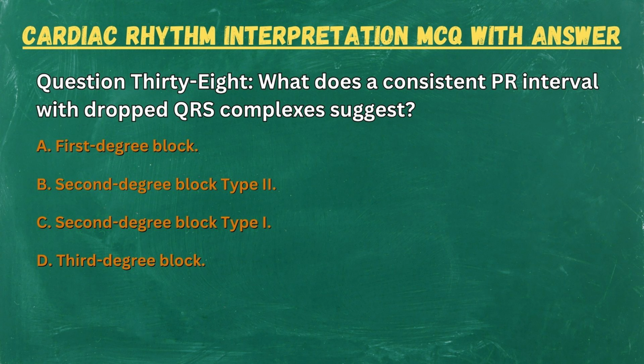Question 38. What does a consistent PR interval with dropped QRS complexes suggest? A. First-degree block. B. Second-degree block type 2. C. Second-degree block type 1. D. Third-degree block. Answer: B. Second-degree block type 2.